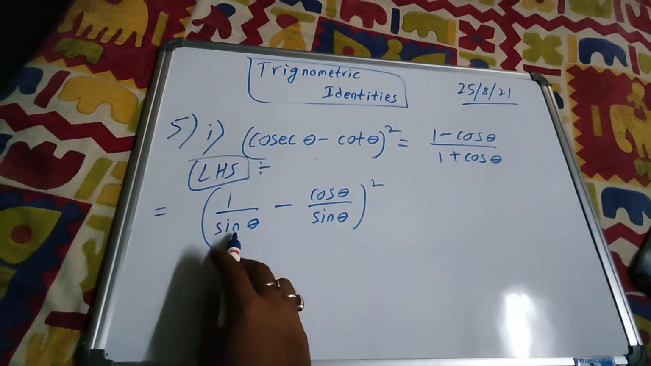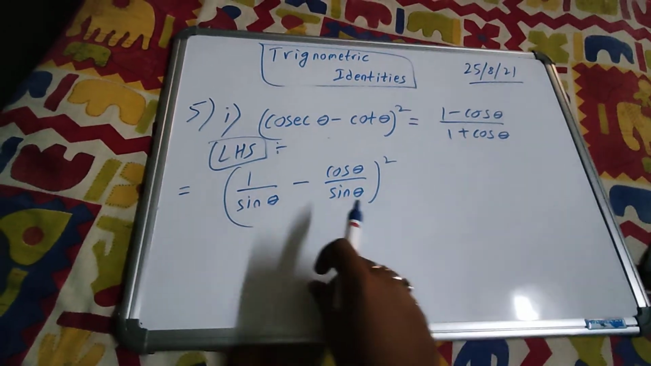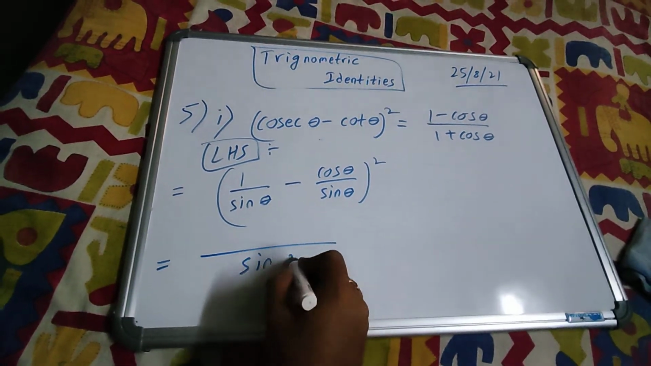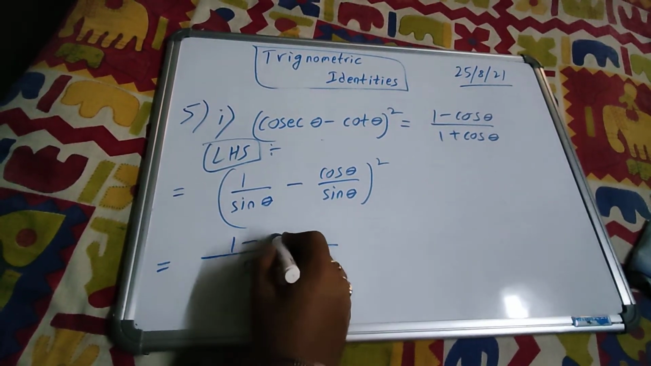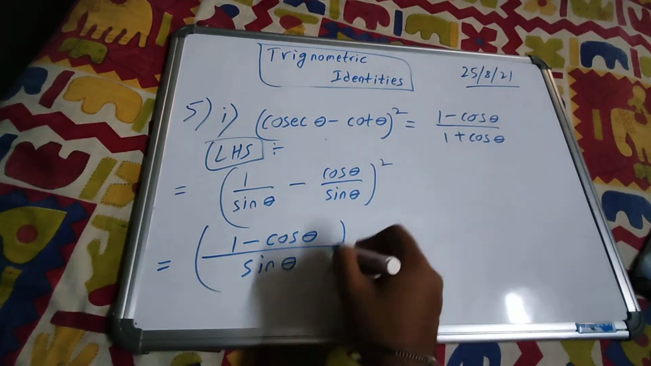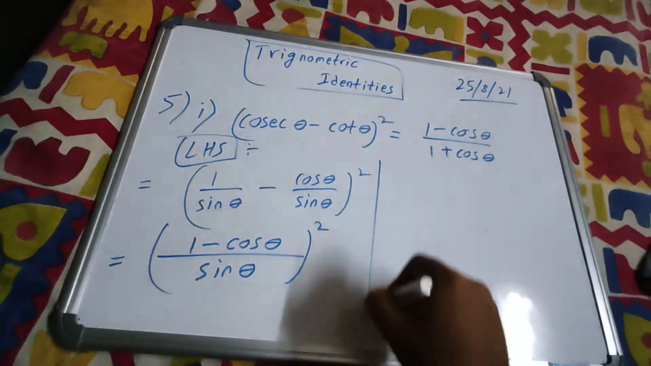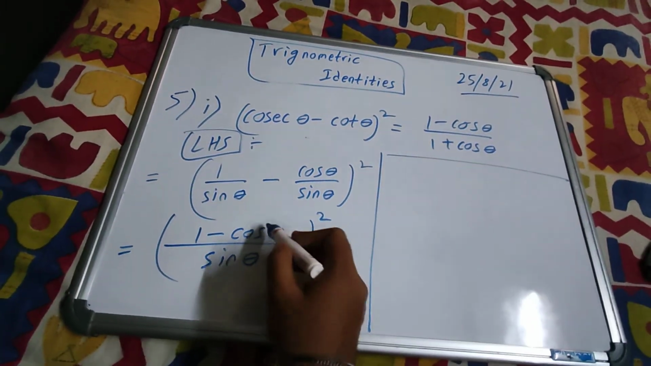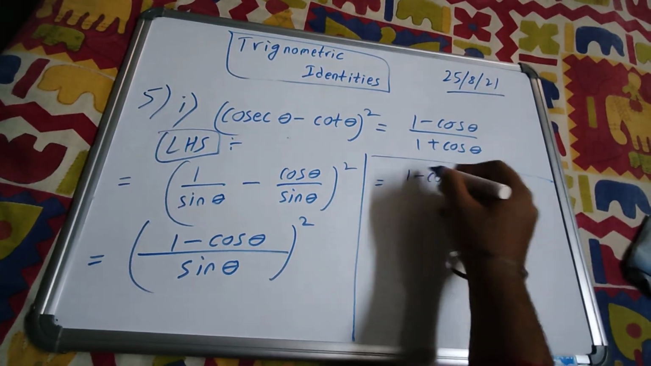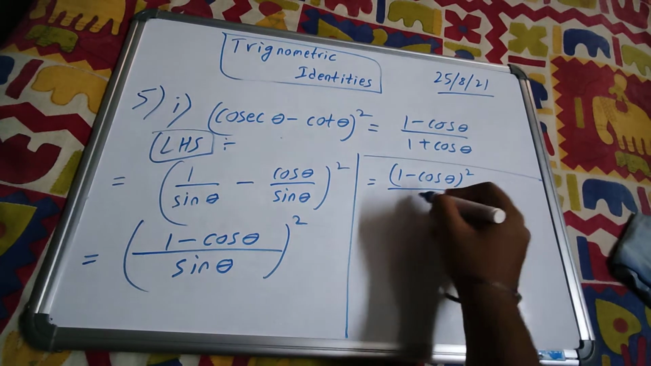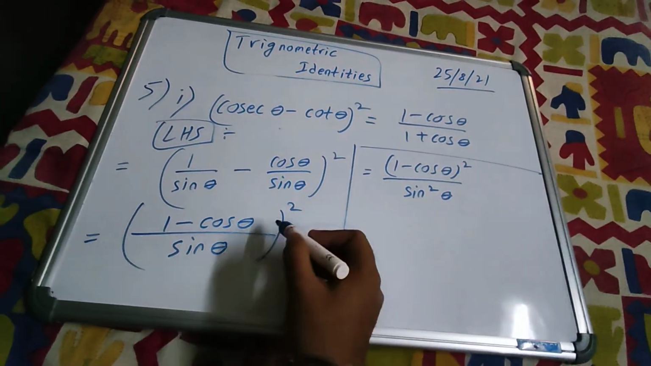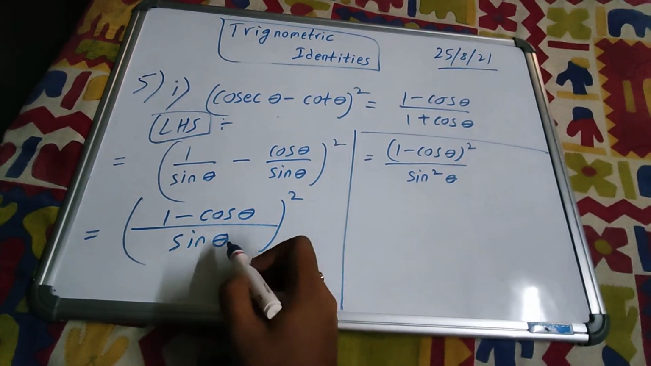As you see, both have the denominator sine theta, so we can just take LCM as sine theta. If I take sine theta as LCM, what will remain? 1 minus cos theta will be on the top. Clear? This whole thing is squared. Now I will put the square separately over the numerator and the denominator, so this will look like 1 minus cos theta whole square by sine square theta.